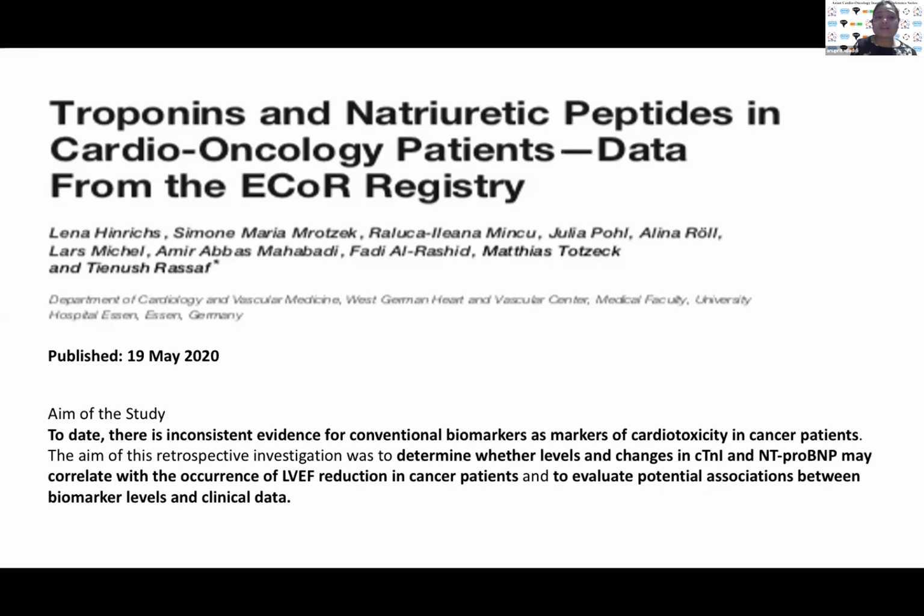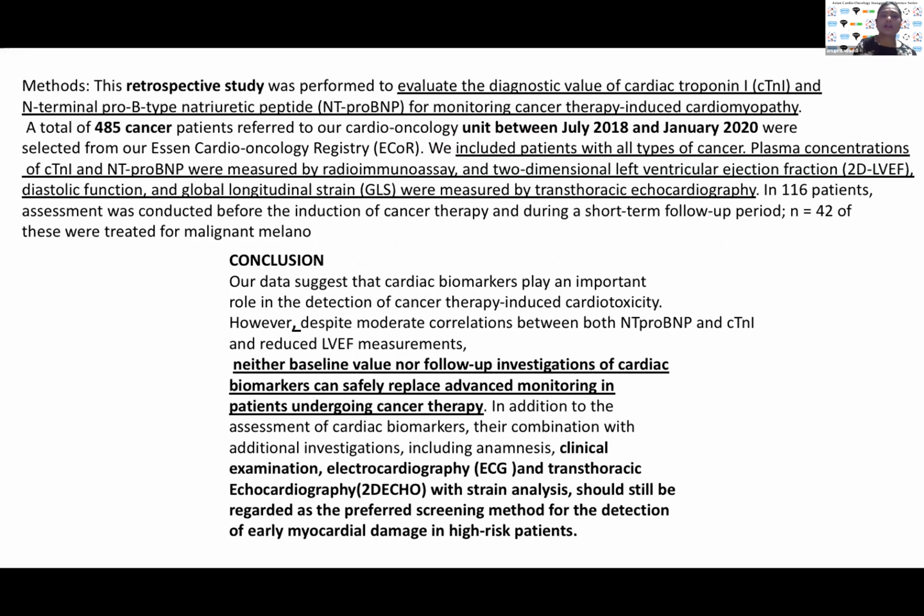And this is the data from the ECOR registry. The opening statement of this is, to date, there is inconsistent evidence for conventional biomarkers as a marker of cardiotoxicity in cancer patients. They studied 485 cancer patients between June 2018 and January 2020 to evaluate the diagnostic value of cardiac troponin and BNP for monitoring of cancer therapy-induced cardiomyopathy. And what was the conclusion?